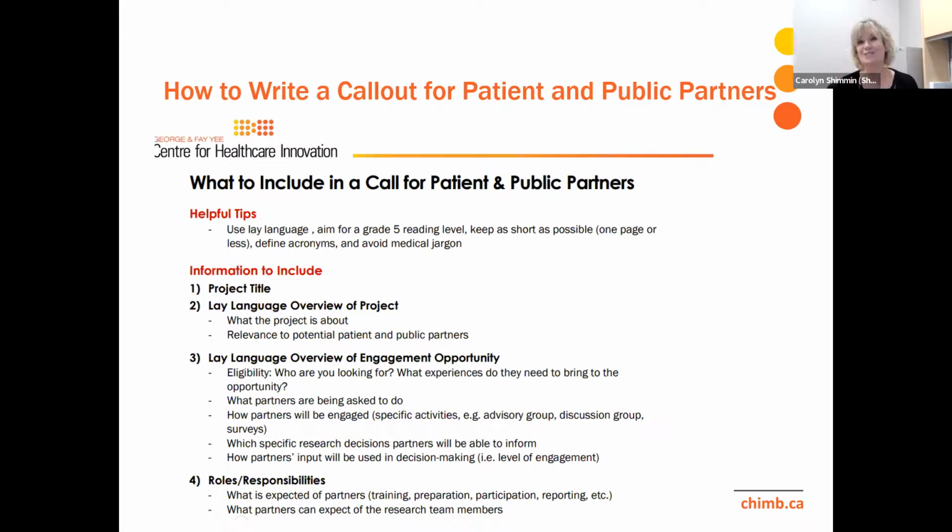We also have this great one-pager if you're starting to plan out sending out a call or recruiting patient partners. This is like a great little guide on what kind of things you want to think about in a call out to potential patient partners.